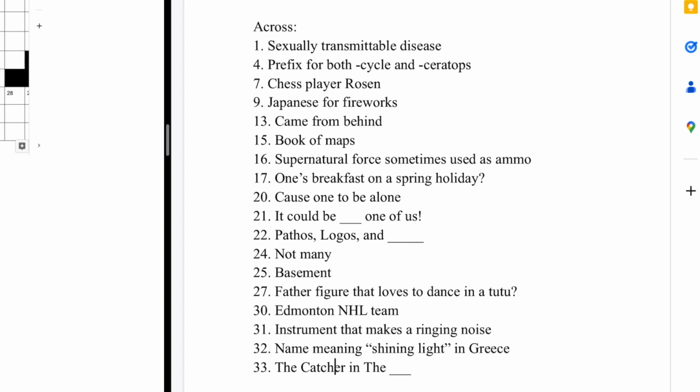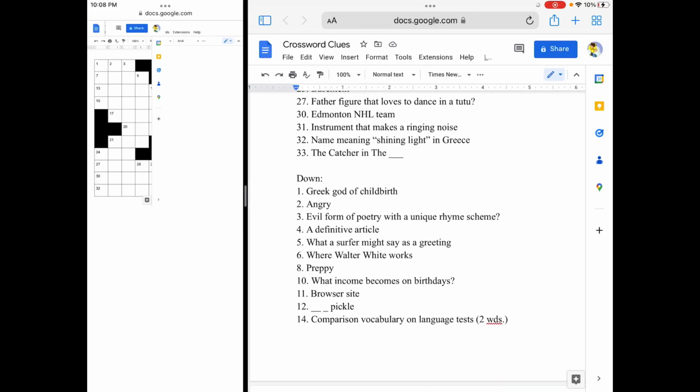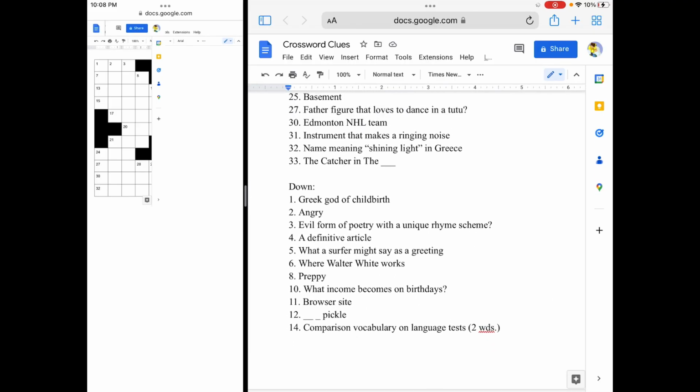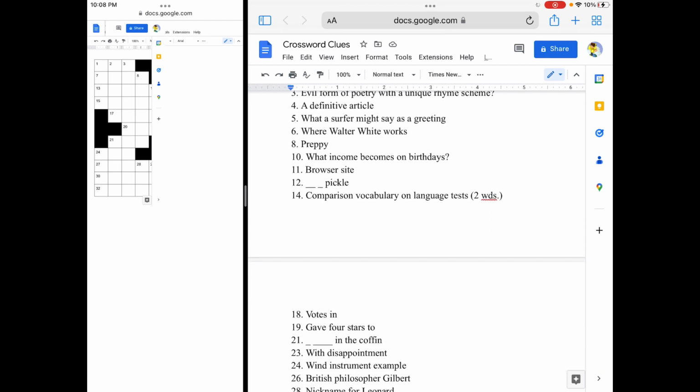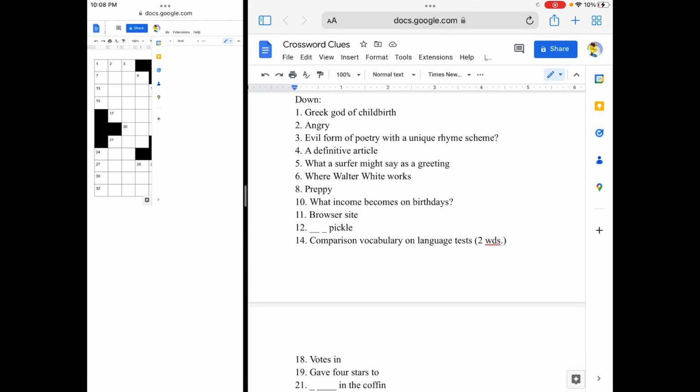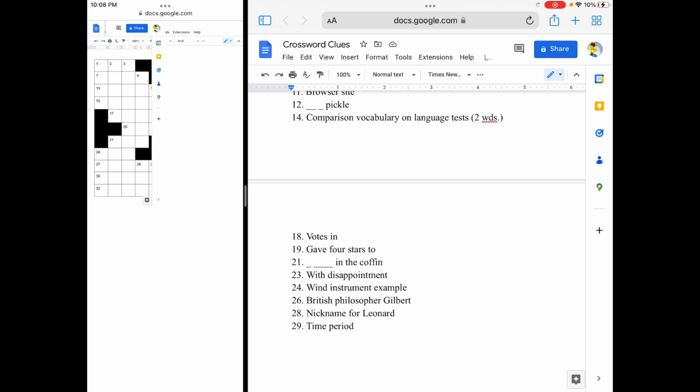I'll just show you a picture because I'm not going to explain every single one of these, obviously. And then here are the down ones. So take a picture. There's more than this. So this and then this.